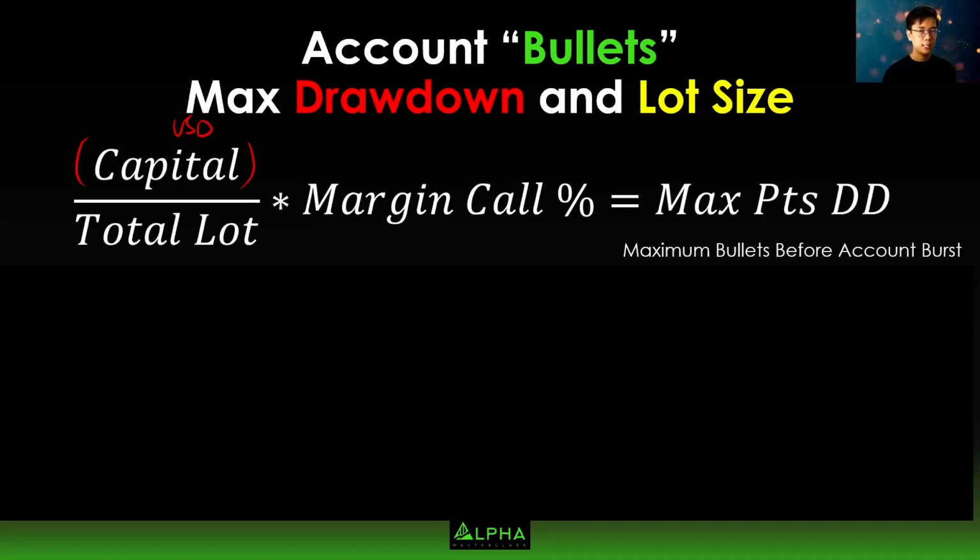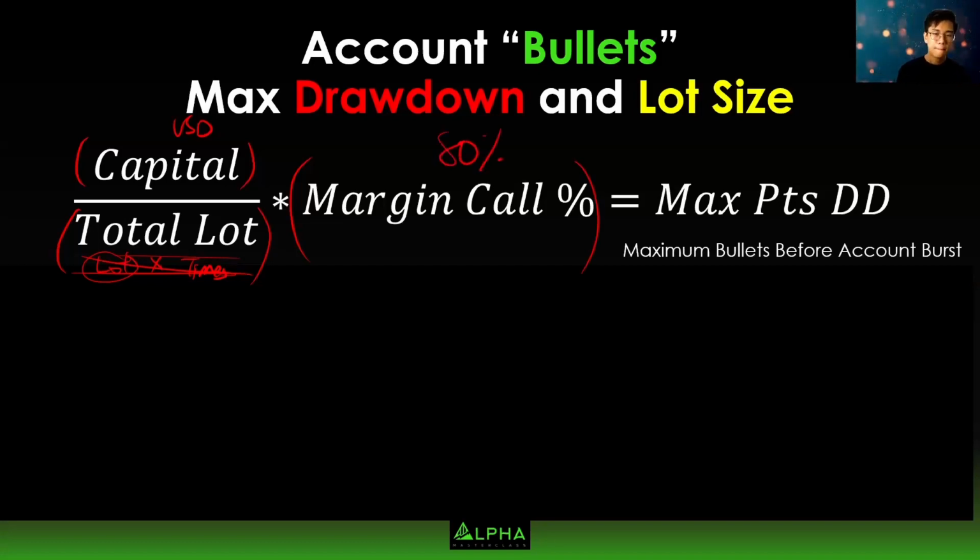And then it comes down with your total lot size. Total lot size is your average lot size that you're going to open, times how many times you're going to open. This is what I'm going to talk about tomorrow, but we just know that, let's say 1 lot, total sum up, 1 single trade, what is the maximum lot size? And this margin call percentage depends on the broker. Most brokers have 80%, so this is sort of a fixed number.